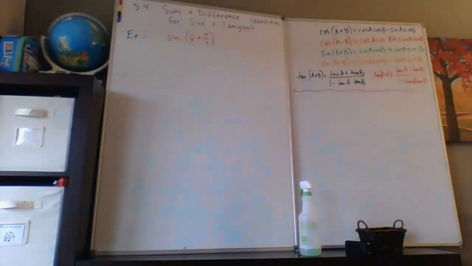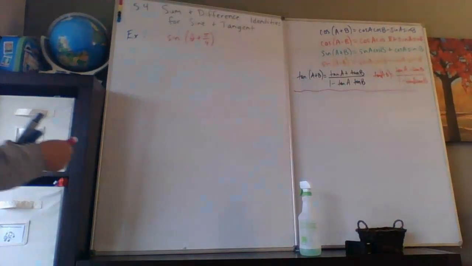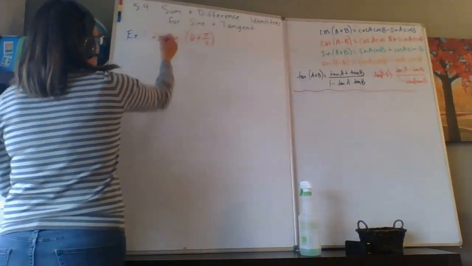Welcome to 5-4, Sum and Difference Identities for Sine and Cosine. We will go ahead and do example 2, starting with A.